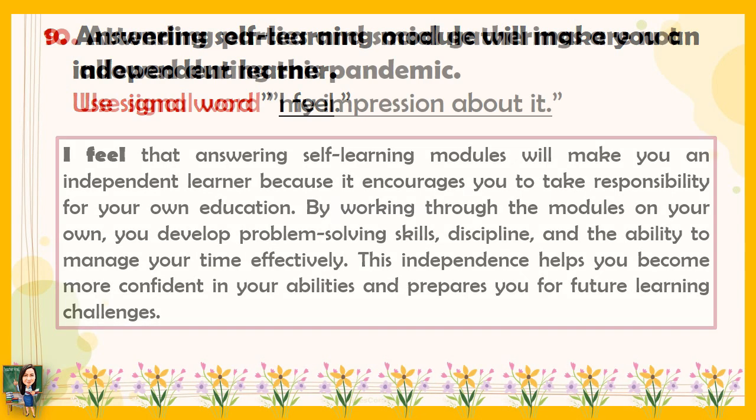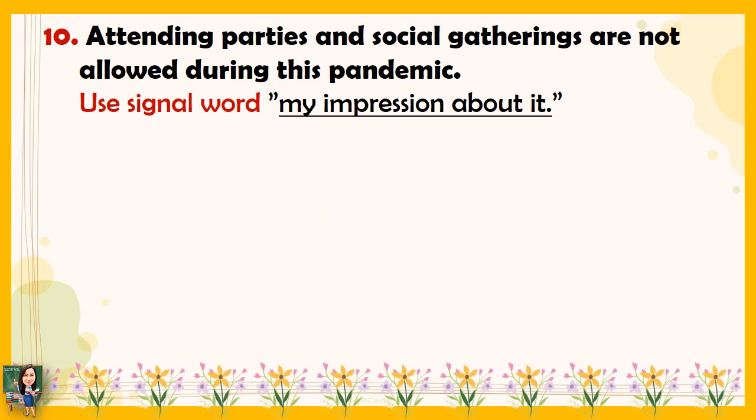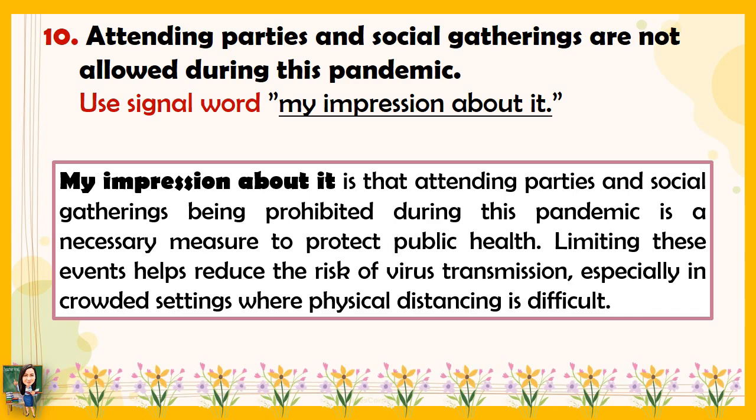And for number 10, attending parties and social gatherings are not allowed during this pandemic. Use signal word my impression about it. And here is my example answer. My impression about it is that attending parties and social gatherings being prohibited during this pandemic is a necessary measure to protect public health. Limiting these events helps reduce the risk of virus transmission, especially in crowded settings where physical distancing is difficult.